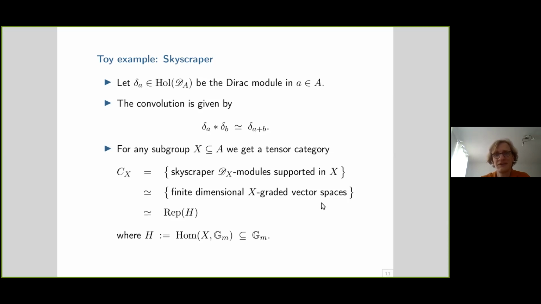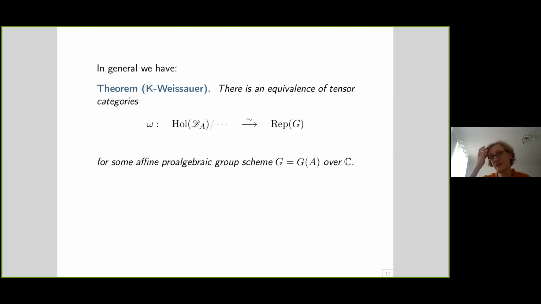Okay, so here you see that this toy subcategory is just a representation category, and this now happens in general for arbitrary D modules. But there it's much more complicated to compute this convolution product. So you always have an equivalence of tensor categories, well, let me call it omega, from this category of holonomic D modules to the category of algebraic representations of some affine group scheme G, which only depends on A.